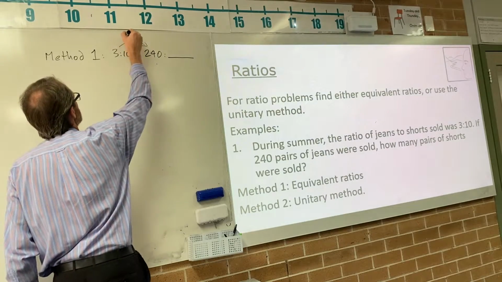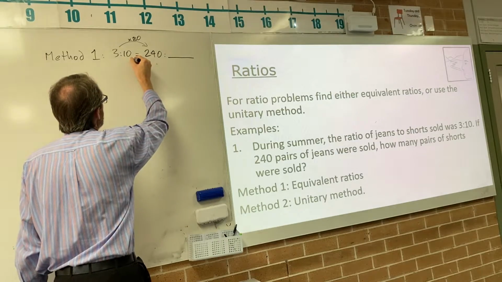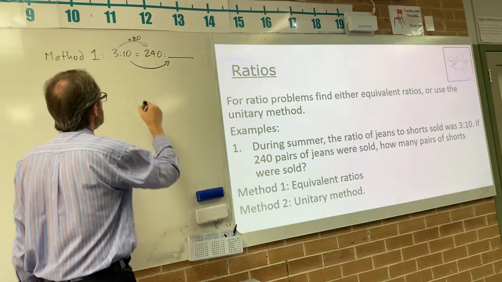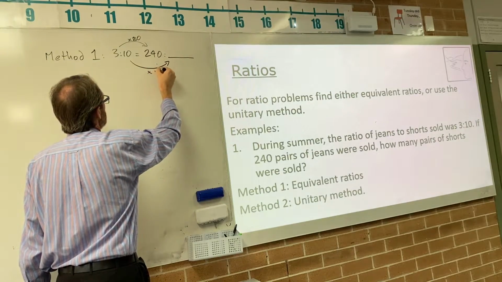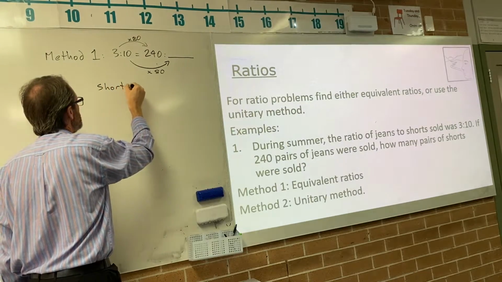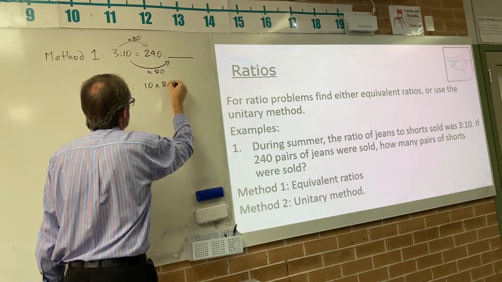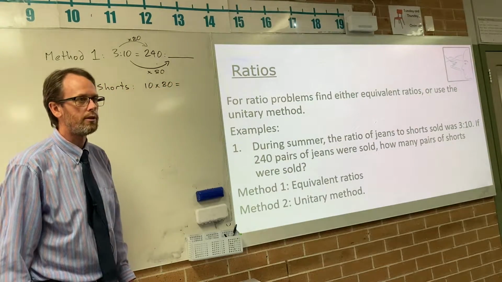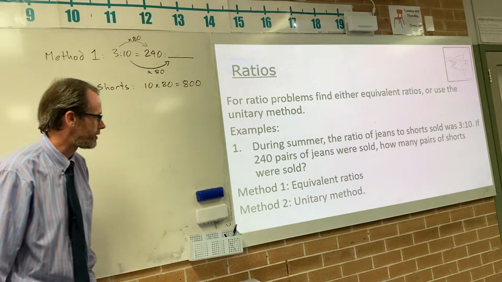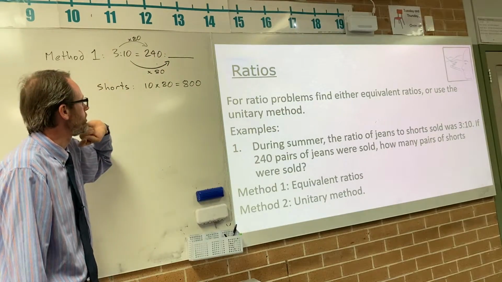80. Great. So that has been multiplied by 80. So to find out the number of pairs of shorts, we also need to multiply by 80. So the number of pairs of shorts will be equal to 10 times 80, which is equal to? 800. Great. Simple, isn't it? 800 pairs of shorts. So that's the equivalent ratio. We found the equivalent ratio.